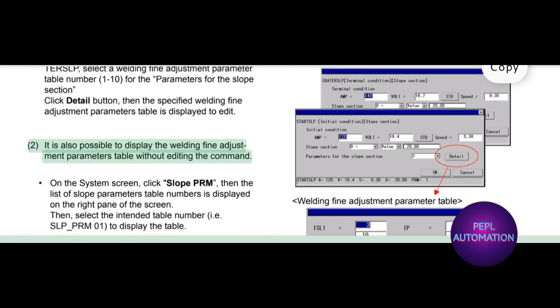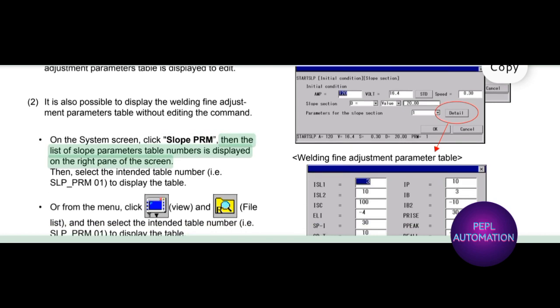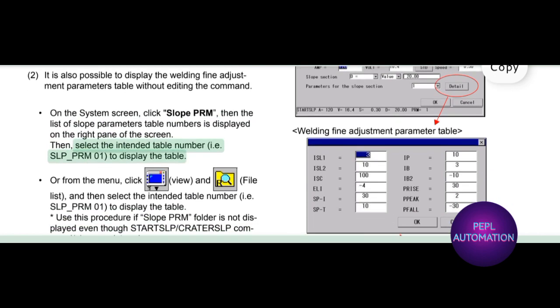2. It is also possible to display the welding fine adjustment parameters table without editing the command. On the system screen, click Slope PRM, then the list of slope parameters table numbers is displayed on the right pane of the screen. Then, select the intended table number, i.e. SLP_PRM01, to display the table.